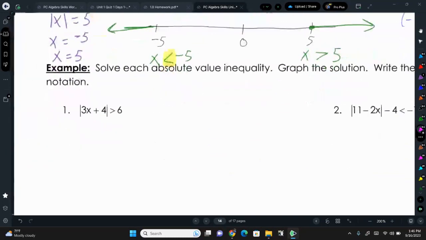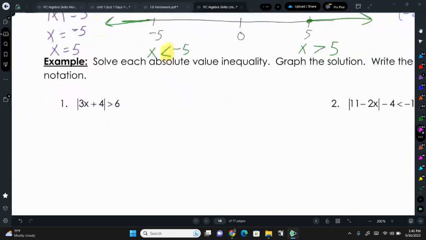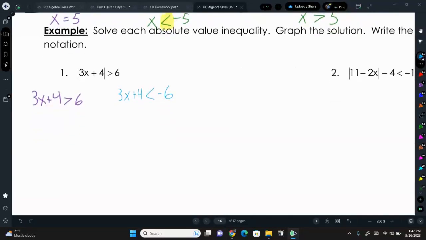So if we look down here, we have some examples. First step is always to isolate the absolute value, get it by itself, and then we're going to switch it to two equations, one positive and one negative, but for the negative one you have to flip the sign. So we have 3x plus 4 is greater than 6, and then 3x plus 4 is less than -6. And then you'd have to solve these.